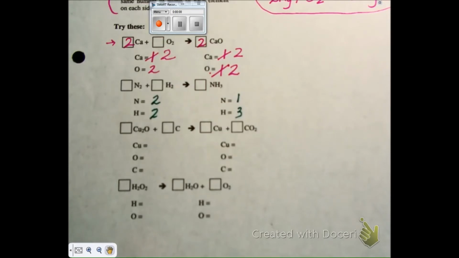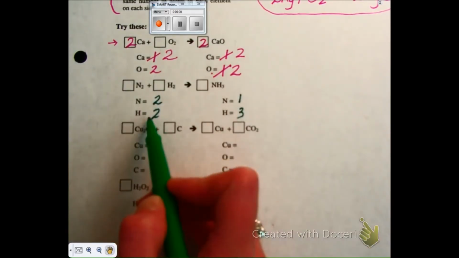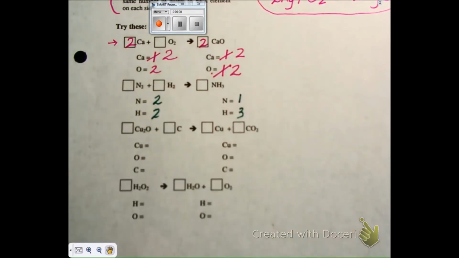No, because you know what? When we add coefficients, we're not using addition. We're using multiplication, right? So what's going to happen is you're going to have to find something that both 2 and 3 can go into, right? What is that called? Common denominator. We're looking for the lowest common denominator. So what is the lowest common denominator of 2 and 3? 6. Okay? So if we wanted to ensure that our hydrogen matched, what could we do?